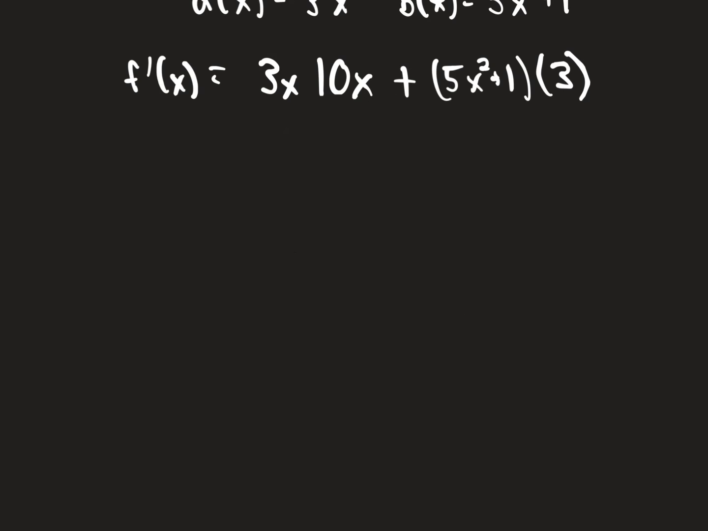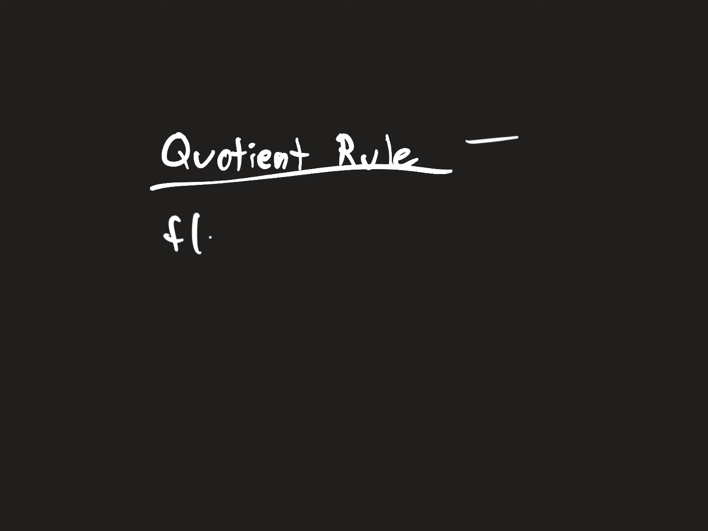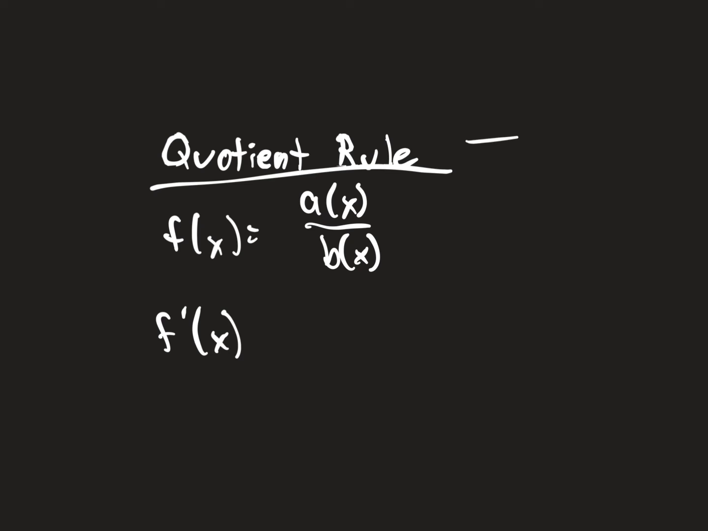Okay, quotient rule. Quotient rule sucks. I hate the quotient rule. Quotient rule killed my mother. Quotient rule is awful. F of x equals, let's say it's a of x over b of x. Then f prime of x, oh my goodness.